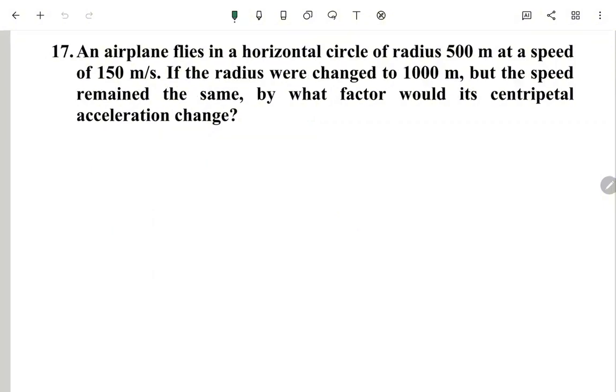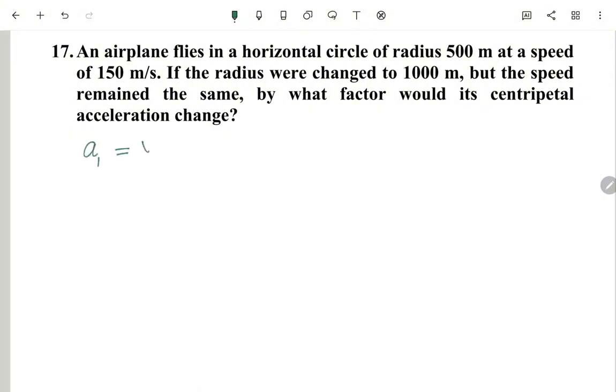An airplane flies in a horizontal circle of radius 500 meters at a speed of 150 meters per second. If the radius were changed to 1000 but the speed remained the same, by what factor would its centripetal acceleration change? Now same question as before, but in this case the radius is doubled and the speed remains the same. We want to find what's going to happen to the acceleration if the radius of the circular path is doubled. So let's start in stage 1.